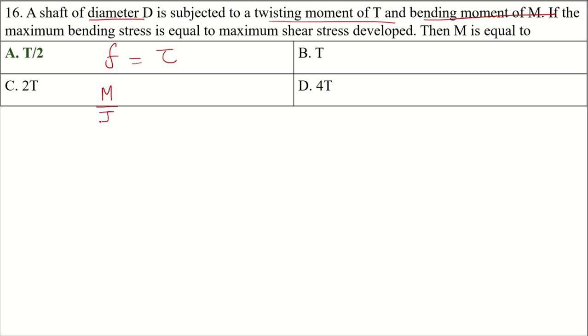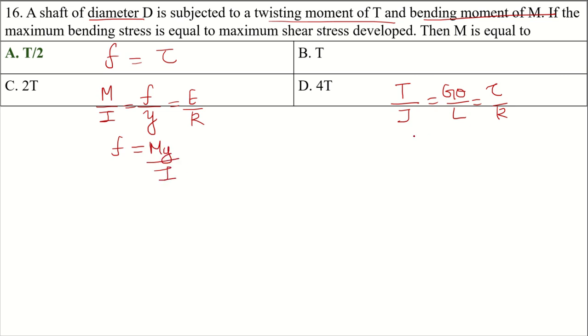We know that the bending equation is M by I equal to F by Y equal to E by R, and our torsion equation is T by J equal to G theta by L equal to tau divided by R. From this, bending stress F is equal to My by I, and shear stress tau is equal to Tr divided by J.